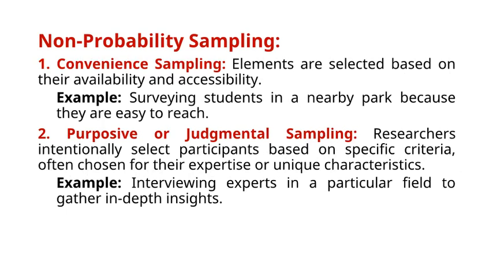Non-probability sampling. 1. Convenience sampling. Elements are selected based on their availability and accessibility. Example: surveying students in a nearby park because they are easy to reach. 2. Purposive or judgmental sampling. Researchers intentionally select participants based on specific criteria, often chosen for their expertise or unique characteristics. Example: interviewing experts in a particular field to gather in-depth insights.